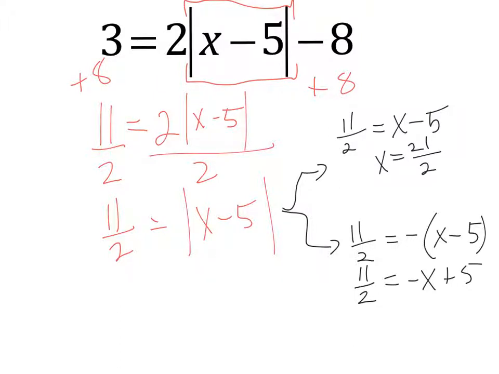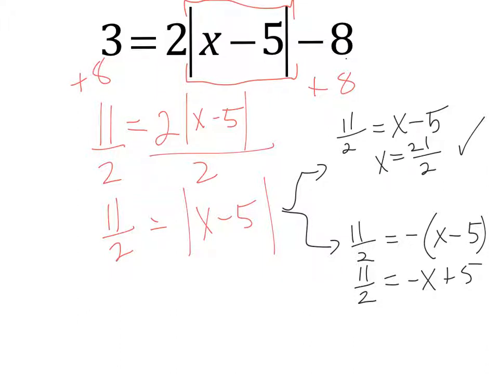If I were to plug that back in, I end up getting 21 over 2 minus 5, which is 11 over 2. Absolute value is still 11 over 2. 2 times 11 over 2 is 11, minus 8 is 3. Cool, this one works, and I plugged it in to check it. That's a really important step here.